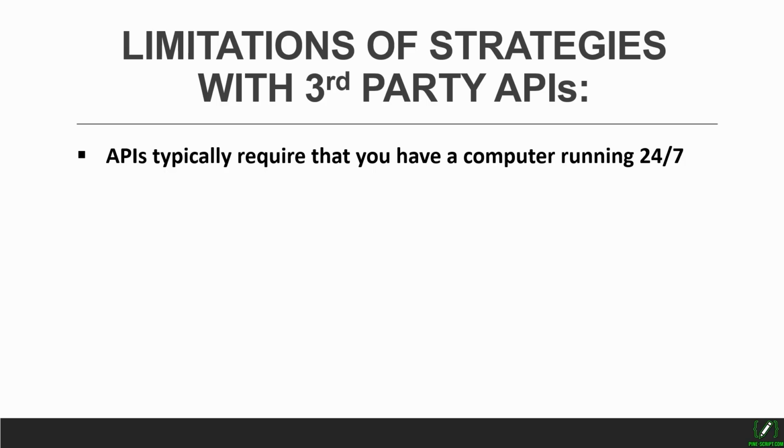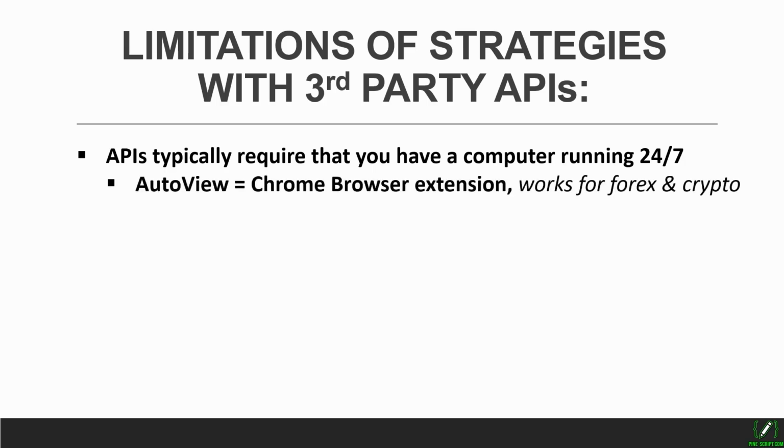So a couple of examples of third-party APIs that I'm personally familiar with is AutoView. AutoView is a Chrome browser extension. It mainly works for Forex and crypto. That's what it's mainly designed for. So it can connect to various crypto exchanges, and it can also connect to Oanda, the Forex broker.